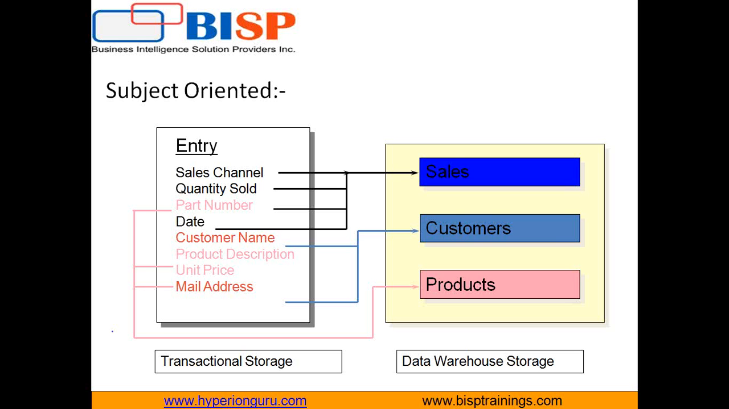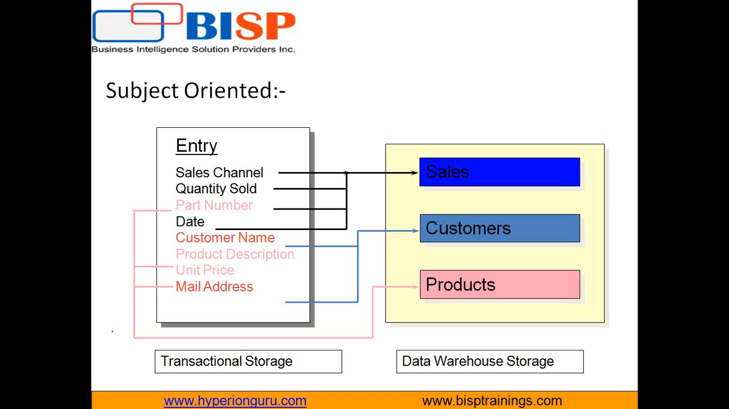Now, customer name and mailing address are two attributes which are specific to a customer. They cannot be linked directly to a sale. But if someone asks what this attribute is, the answer will be that it's an attribute of a particular customer. Similarly, the unit price, part number, product description, all this information consists of attributes of a specific product. This is what subject oriented means.